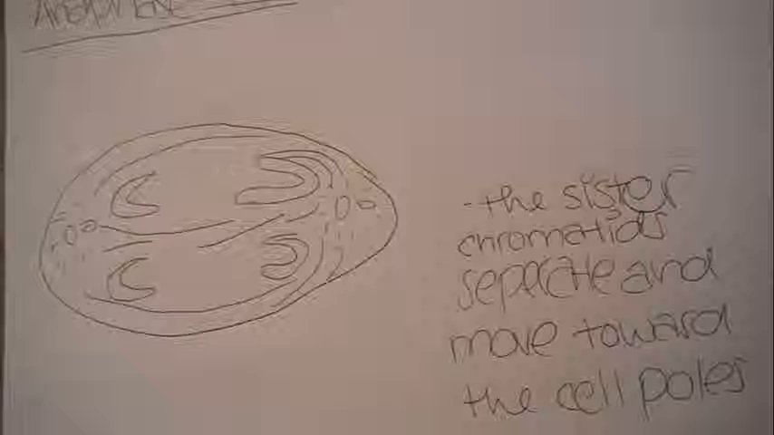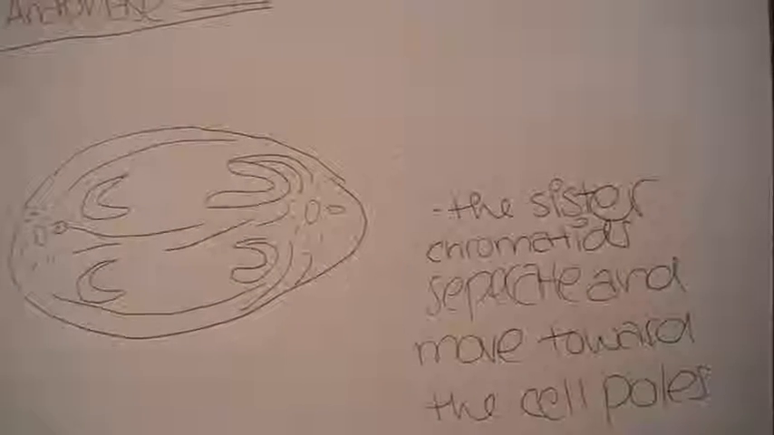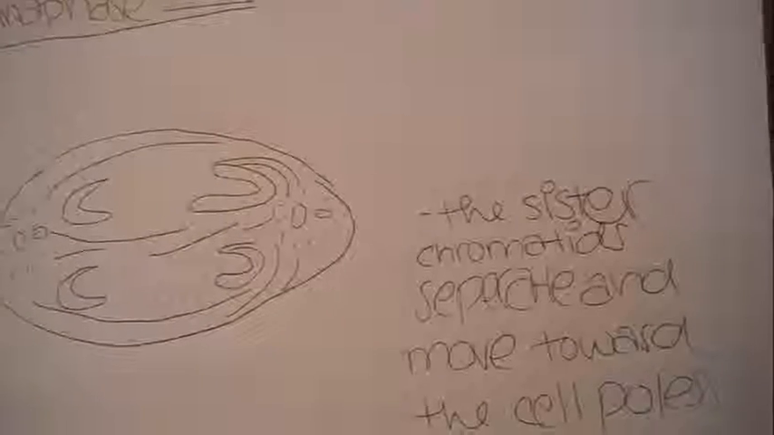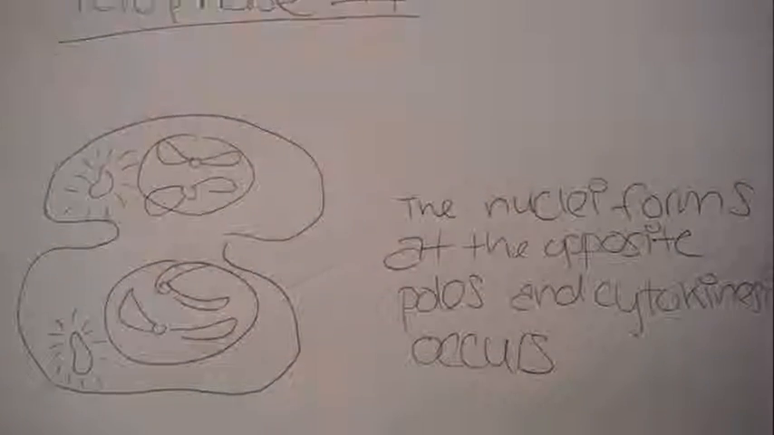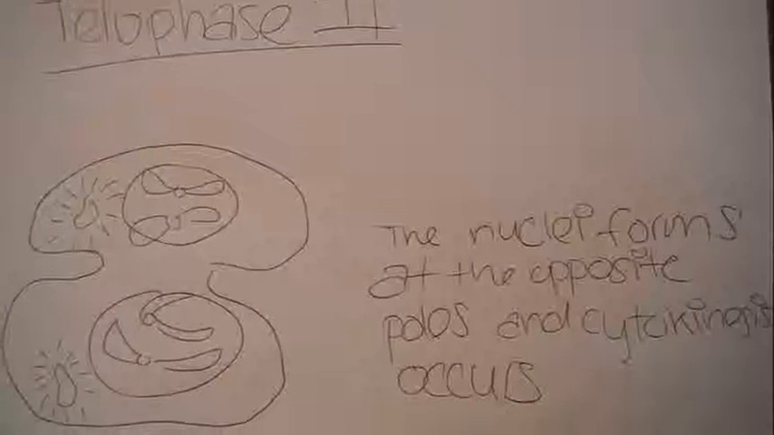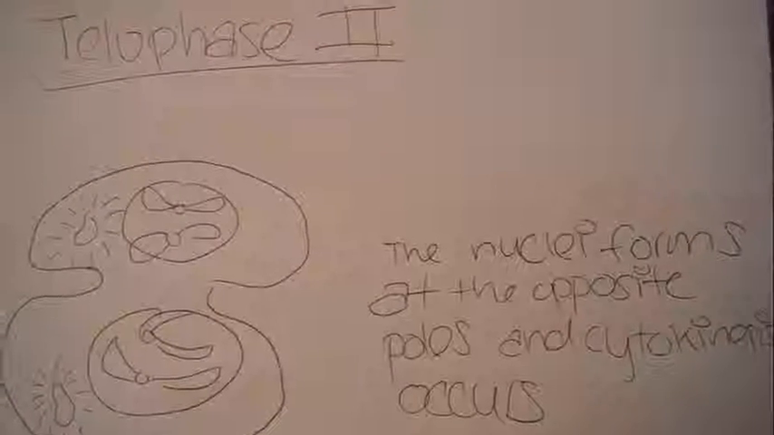I'll explain what happens in meiosis 2. Prophase 2 shows the same results except the chromosomes with the two chromatids become visible as they condense. In metaphase 2, the same chromatids line up at the equator and the spindle is formed. During anaphase 2, the sister chromatids separate and move toward the opposite cell poles. And finally, in telophase 2, the nuclei form at opposite poles and cytokinesis occurs.